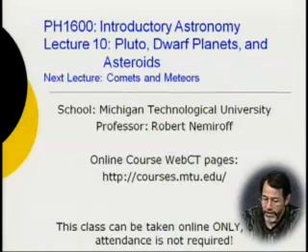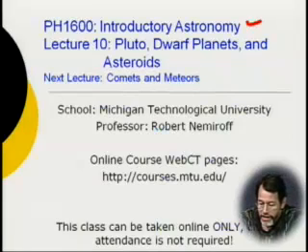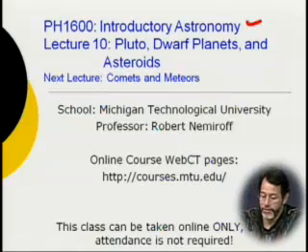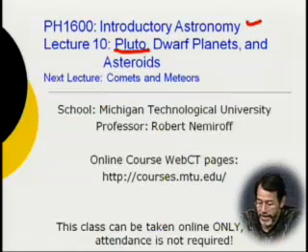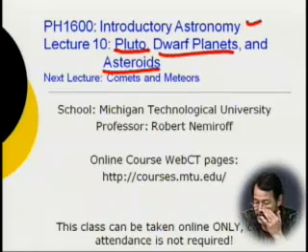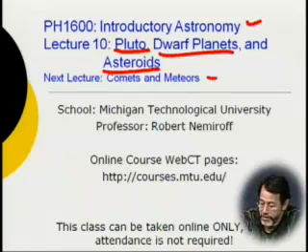But first, here we are with the famous slides that everyone now expects and wants. This is PH1600, for lack of a bureaucratic number. Lecture 10, we'll be talking about Pluto. We've heard a lot about it. Pluto's been Plutoed, as you know. Dwarf planets, what are they? And asteroids, which is a bit of an outdated name, but everybody knows of it. So next lecture, we're going to talk about comets and meteors.